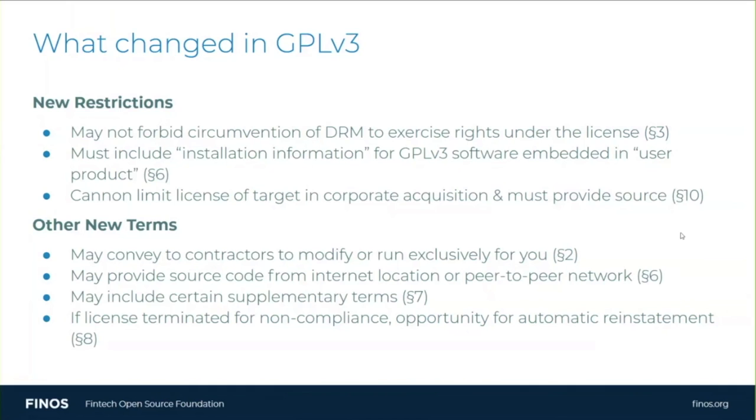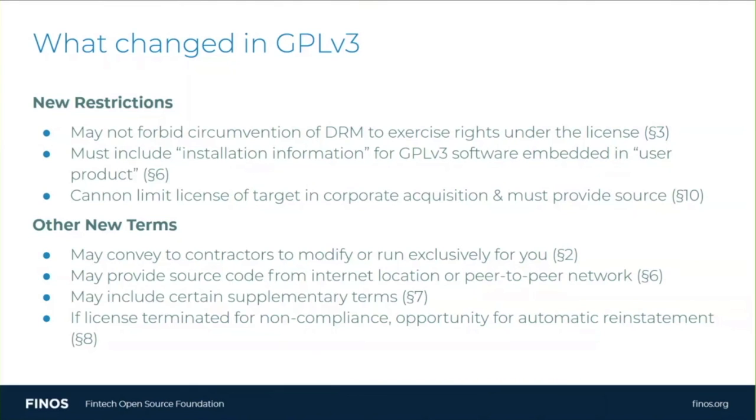And then there are new terms in the GPL that are generally beneficial to corporate users, even though those raised a lot of concerns among corporate users of open source when GPL v3 was first released. As I said, it contains a specific exemption for providing copies privately to contractors to make modifications or to run the software for you. Under GPL version 2, there was arguably no way to comply with your source provision obligations by providing source code on the internet, because GPL version 2 was written before the internet was really common. So you had to provide a copy or offer to provide a copy to users. But GPL version 3 has changed that and allows you to offer source code from the same location that you provide the object code.